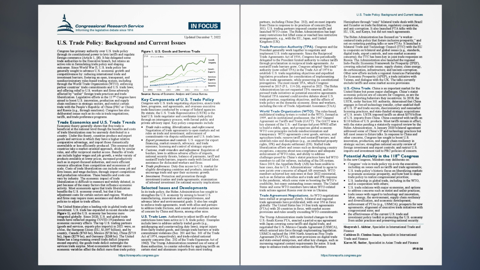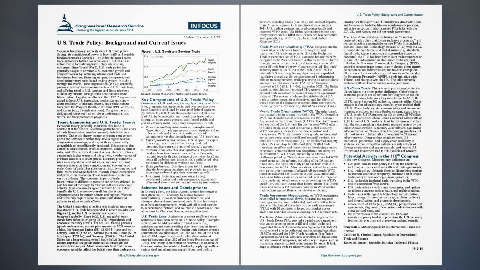Trade Promotion Authority, TPA. Congress and the President generally work together to negotiate and implement U.S. trade agreements. Since the Reciprocal Trade Agreements Act of 1934, Congress has periodically delegated to the President limited authority to reduce tariffs through proclamation in reciprocal trade agreements.